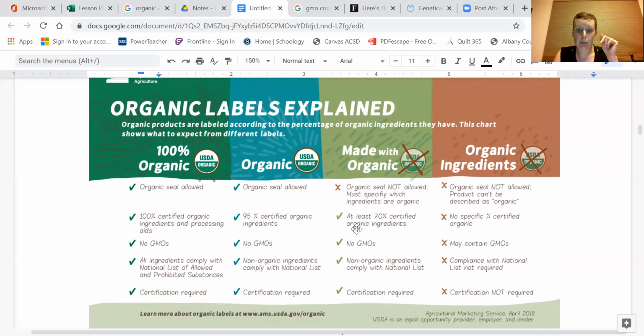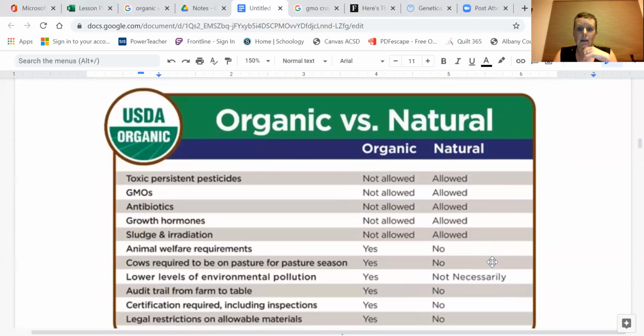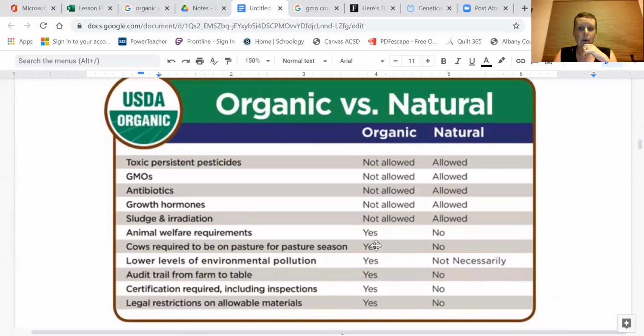This one is at least 70%. No GMOs still, which we're going to talk about in a minute. And then non-organic ingredients comply with this list, still have a certification requirement. But then this one, really, organic ingredients means 3 organic ingredients or part organic. It does not actually have to mean much else. So definitely doesn't mean no GMOs or anything like that.